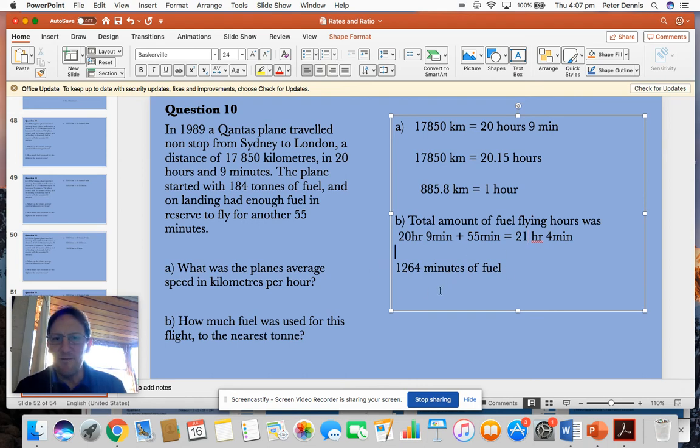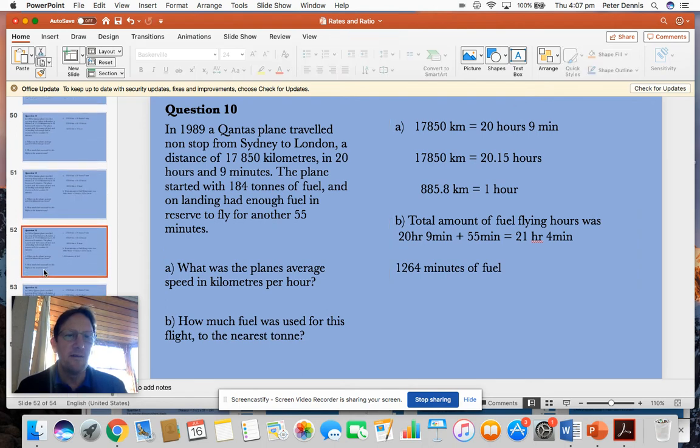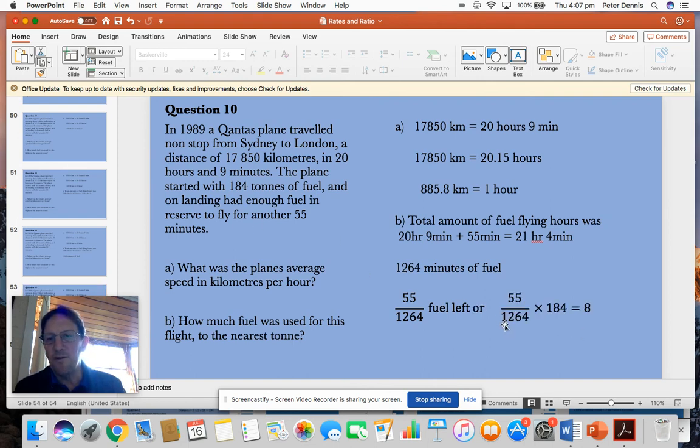How many minutes was left over? It had 55 minutes of fuel left. So this is like the percentage of fuel that was left. It had 55 out of the 1,264 minutes that it started with. So if we want to find how many tonnes of fuel it had left, it's this fraction of what it started with. So it's just going to be 55 over 1,264 times the 184 tonnes, and to the nearest tonne, that gives us 8 tonnes of fuel.